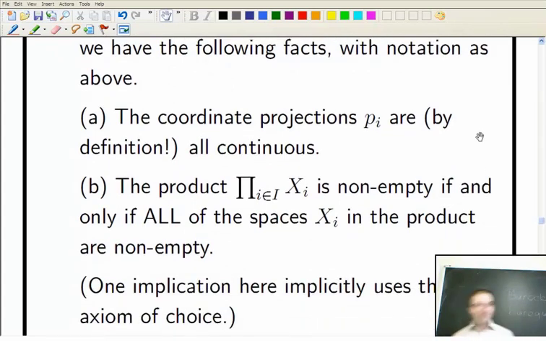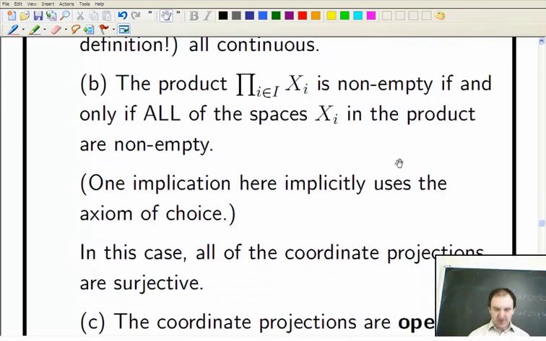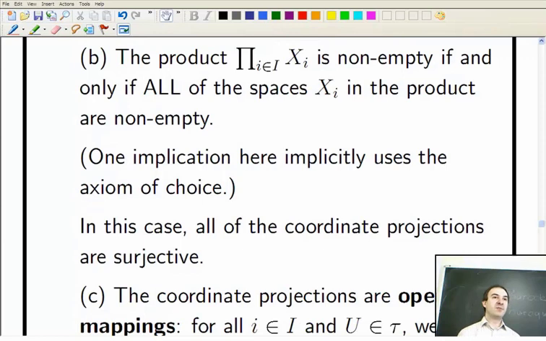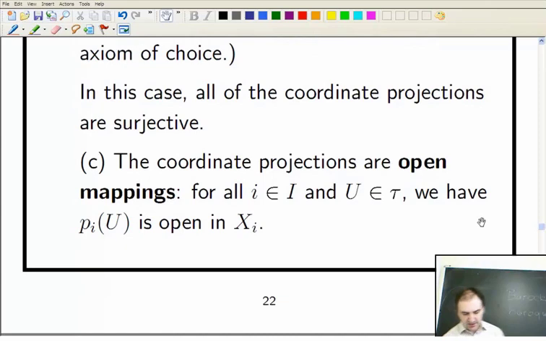The coordinate projections are continuous, because that's how we define the topology. Here you are, this is what I said about the axiom of choice. The product is non-empty if and only if all of the spaces are non-empty. Assuming that they are all non-empty, and again, we're still using the axiom of choice in all this, then the coordinate projections are surjective. Then some things that are less obvious, that you should investigate for yourself if you've never checked this before: show that these things are open mappings.